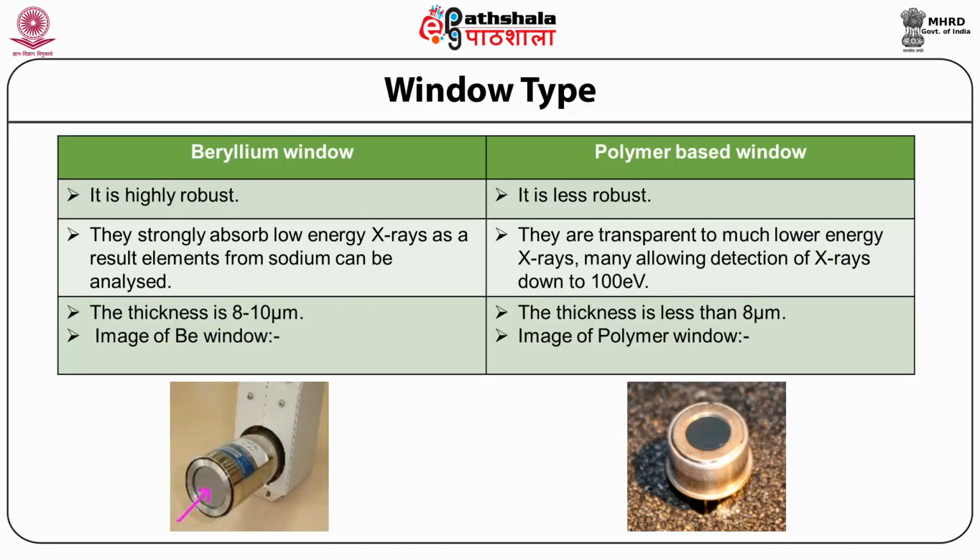The beryllium window types are highly robust, and they strongly absorb low energy X-rays. As a result, elements from sodium onwards can be analyzed. The thickness is about 8 to 10 micrometer. The polymer based windows are less robust, and they are transparent to much lower energy X-rays, mainly allowing detection of X-rays down to 100 electron volt. The thickness is less than 8 micrometer.